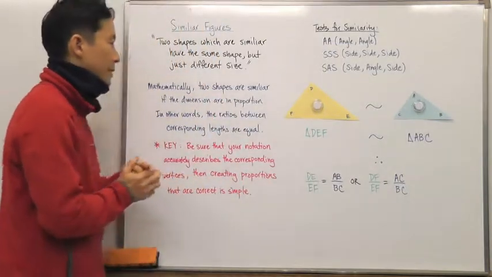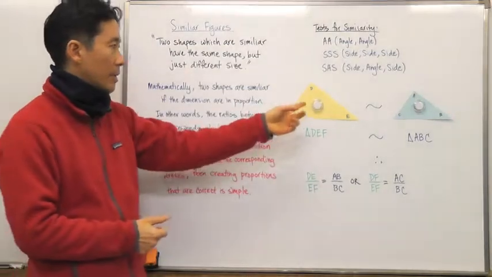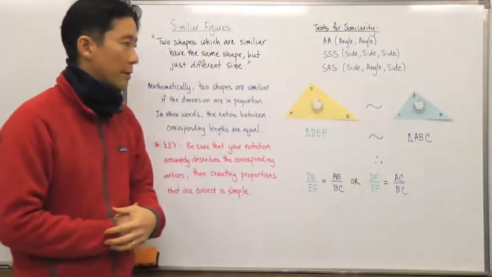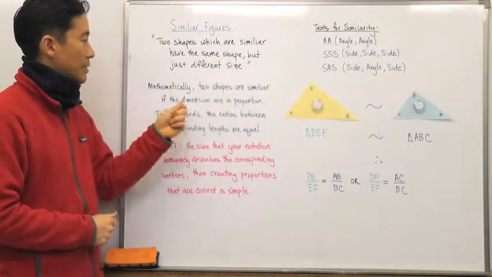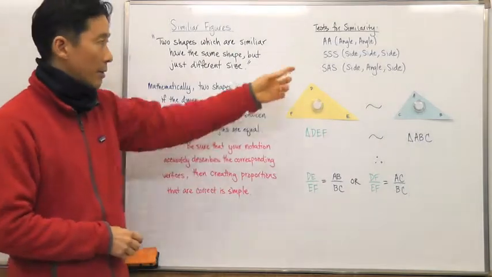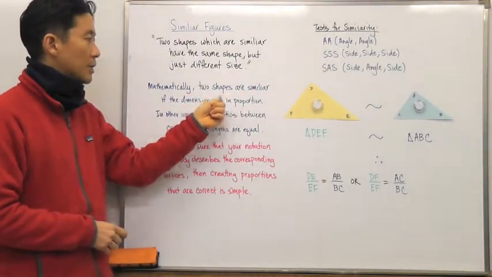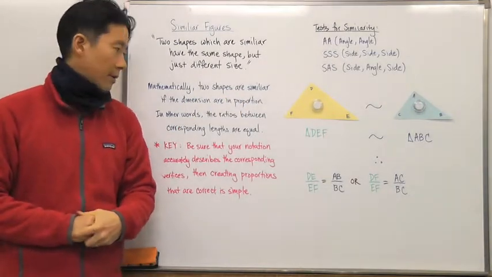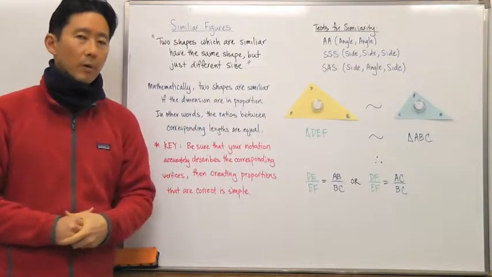Okay, now let's come back to what we have here from a mathematical perspective. Now that we know that these two triangles are indeed similar, we can say that these two shapes are similar because their dimensions are in proportion. We already tested for similarity, we know that they are similar, therefore the dimensions are in proportion to each other. In other words, the ratios between the corresponding lengths are equal.